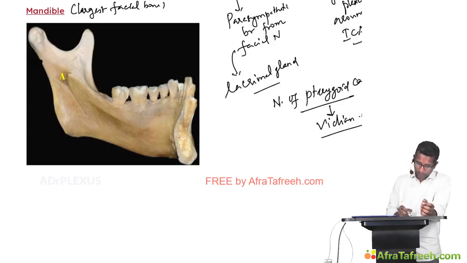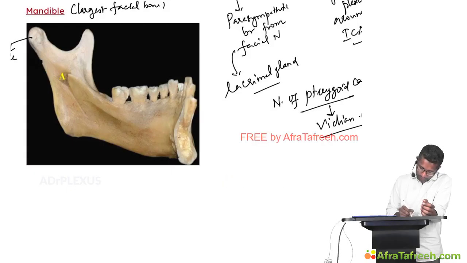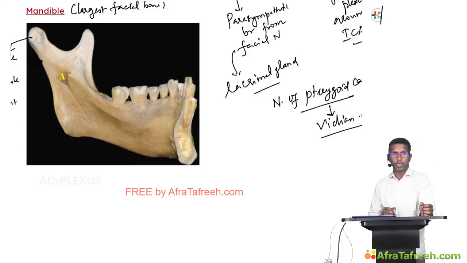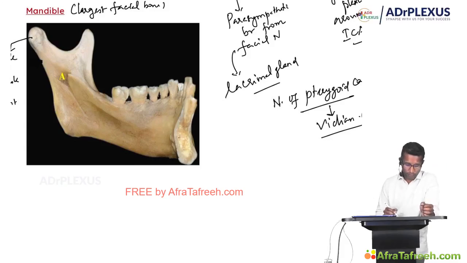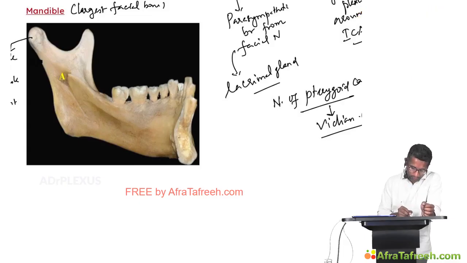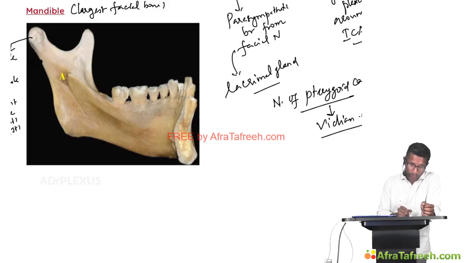What you see here is the condyle of the mandible. This condyle of the mandible forms the TM joint, or the temporomandibular joint. It is a saddle type of joint, and it is also a complex joint. Why is it called a complex joint? It has an articular disc with it.